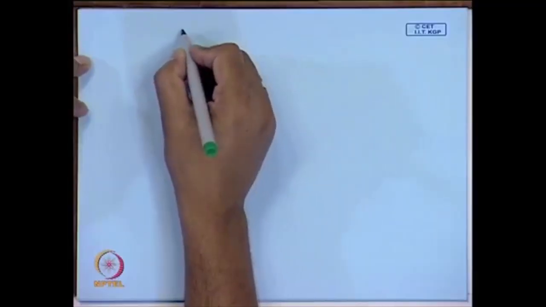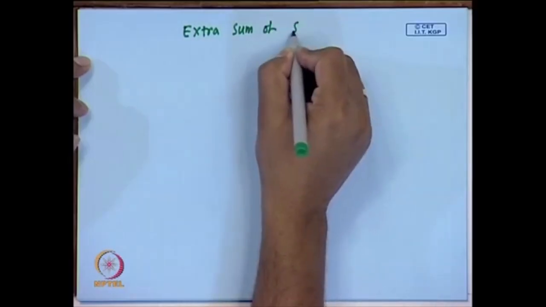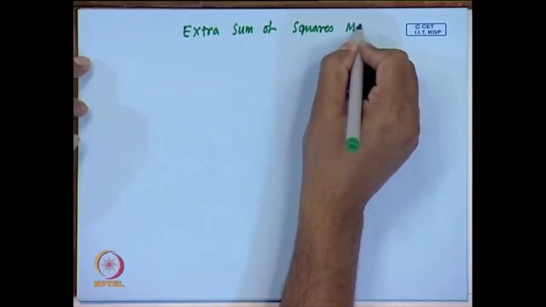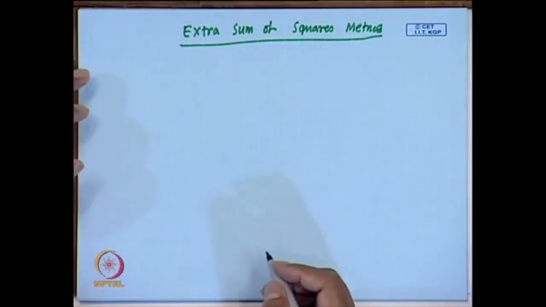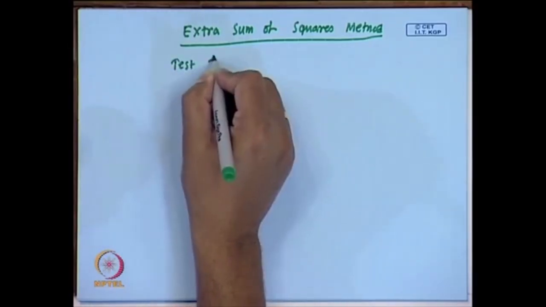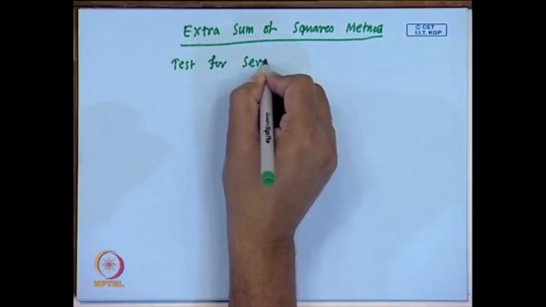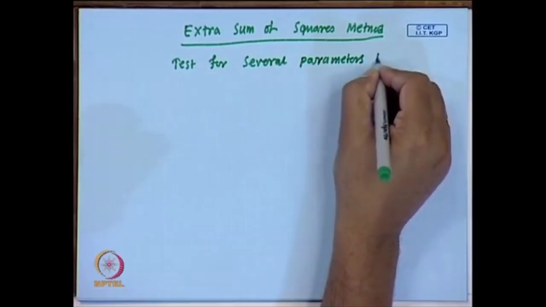Well, so next we will move to testing for several parameters being 0. The technique here is called the extra sum of squares method, and this one has very important application in regression analysis. What we want to do here is that we want to test for several parameters being 0.